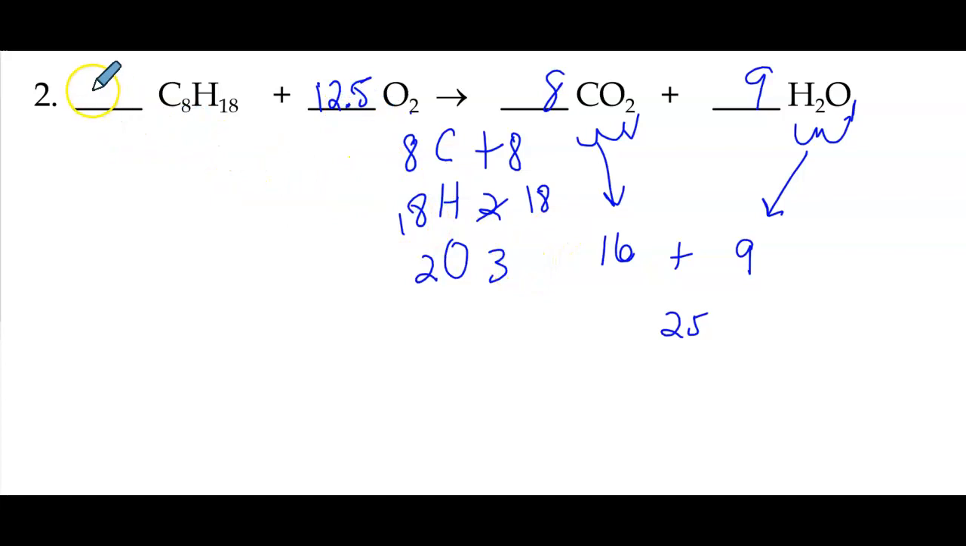So you're going to multiply what we call the coefficients, if you remember from our definitions, all by 2. Remember, there's a 1 here. We just never write it. So this is going to become 2. This is going to become 25. This is going to become 16. And this is going to become 18.